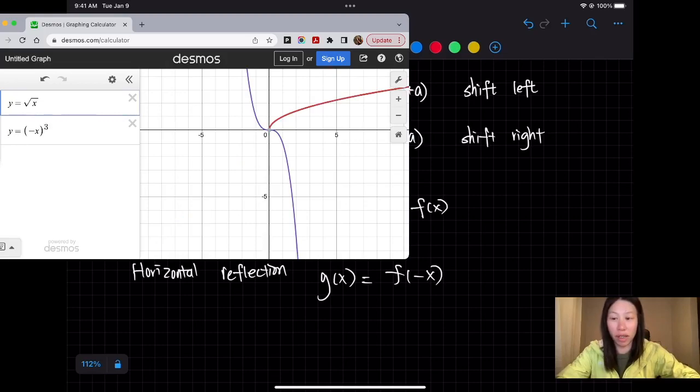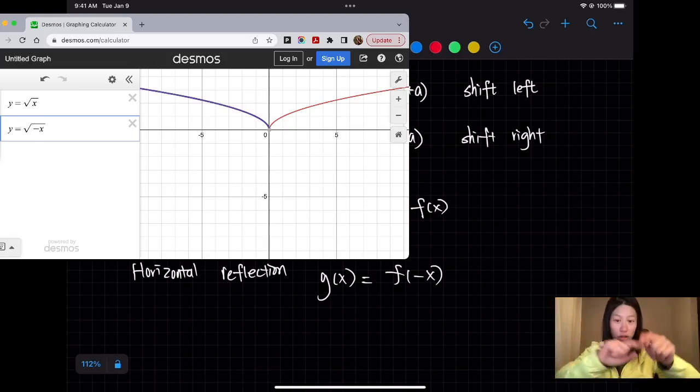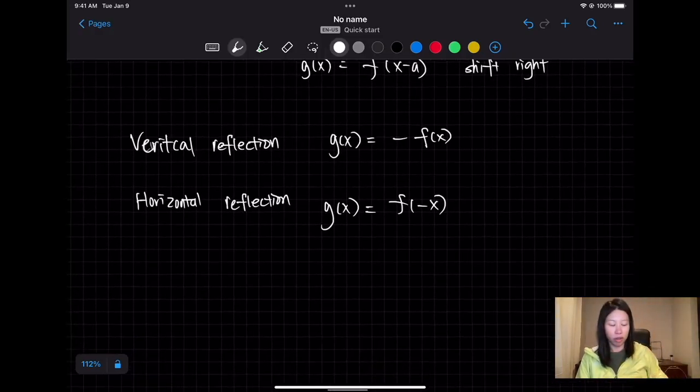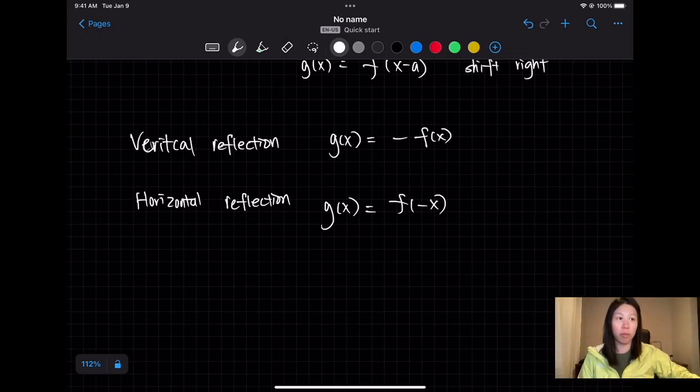Or I can work on the square root one, which is square root of x. It looks like that. So what does it look like if I want this to have a horizontal reflection? It's going to flip to the other side. Okay, so that's visually showing you what a reflection looks like. All right, so the next one is going to be compressions and stretches.